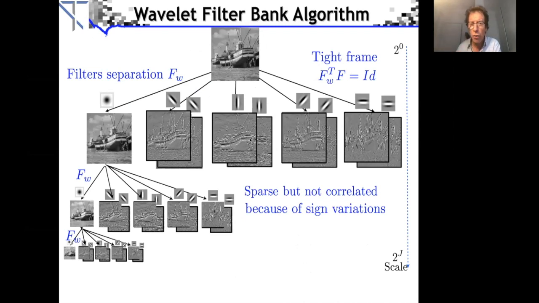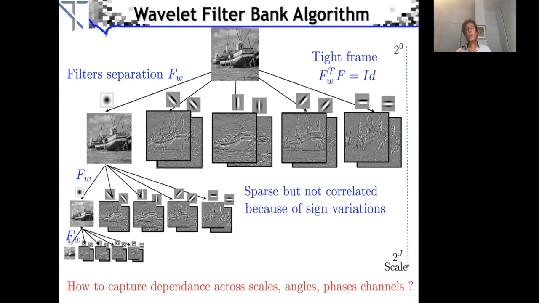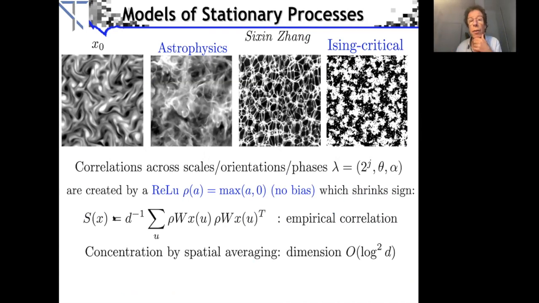But if that's a realization of a stationary process, despite the fact that they are apparently very related across scales, they are totally uncorrelated because of the variation of sign. So one issue in physics and math is to understand how to capture this dependence across scales, angles, and phases. One way to do it is to use a ReLU, and that's the work of Cixin Zhang. Basically, if you apply a linear rectifier on each of the wavelet coefficients, they become positive, so obviously they are now going to be correlated. And you can compute at any given position the correlation across all scales, angles, and phases.